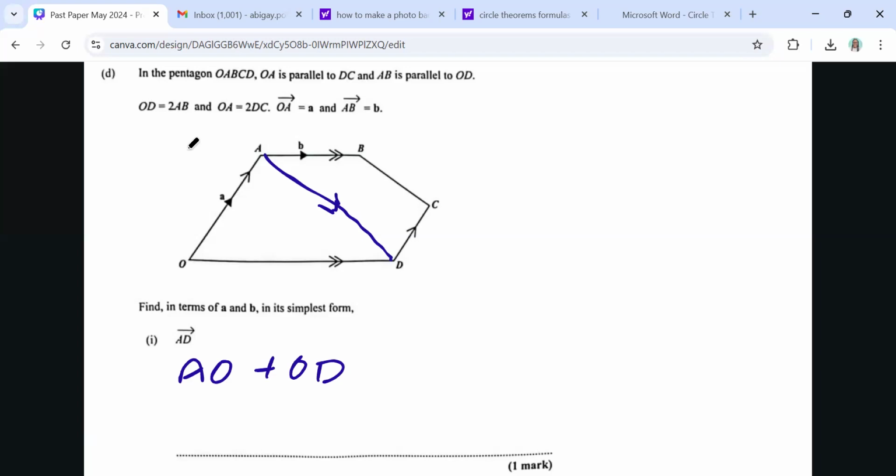Now, OA is A, right? But look at it. I have turned it around. It's now AO. So now my A is going to change from A to negative A because it's going in the opposite direction. And OD is supposed to be 2AB, which is 2B. There we go. So that's it. Finished there.